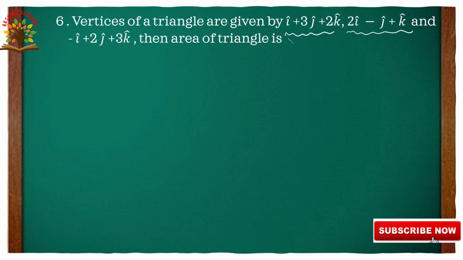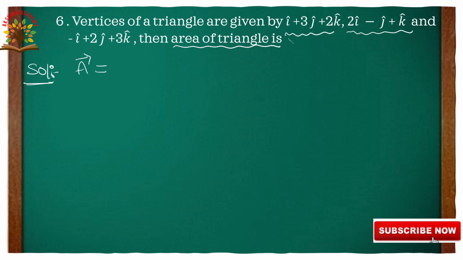One is A bar and B bar and C bar. Now we have to calculate the area of triangle. So let us go to the solution. Here let us assume that the three vertices are A bar, B bar and C bar.